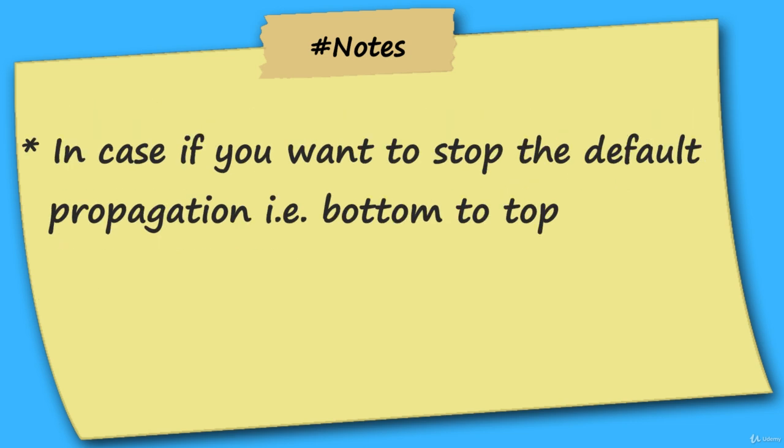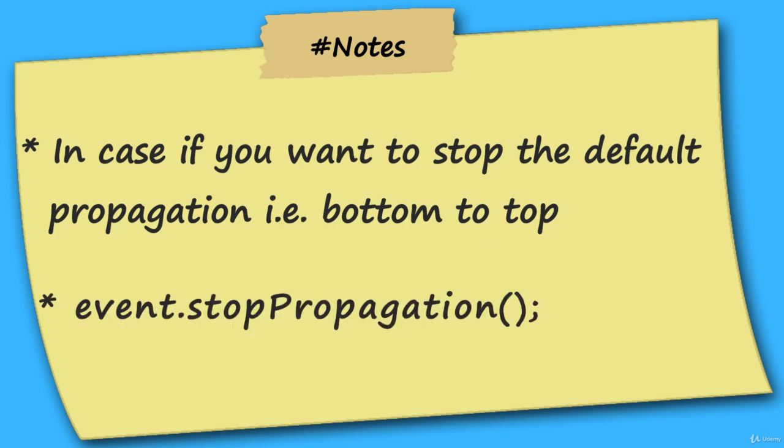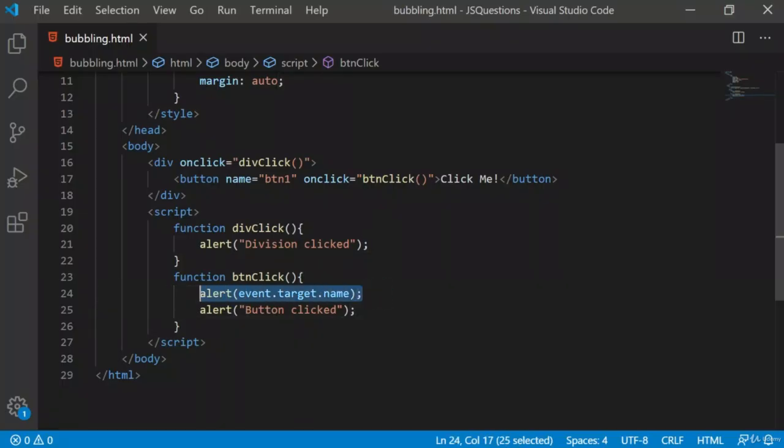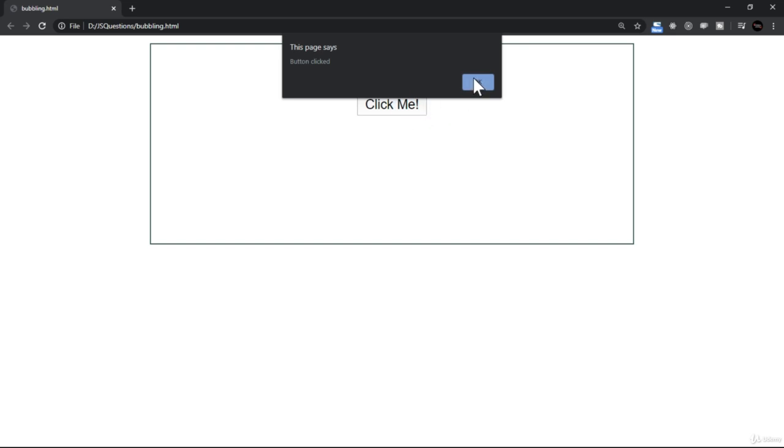In case you want to stop this behavior, that is, you want that when the button is clicked, it should not propagate the event to its ancestors, you can do this using a method called stopPropagation, which is a method of the event object. So you can say event.stopPropagation. Let's try that practically. I'll just remove this, save it, go back to the output, refresh, and bring the previous code again, where when you click on the button the event is fired and the division event is also fired.